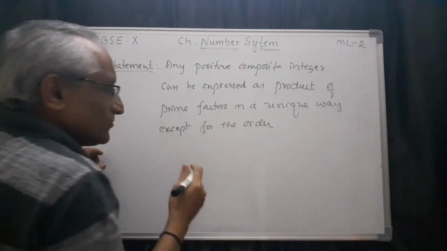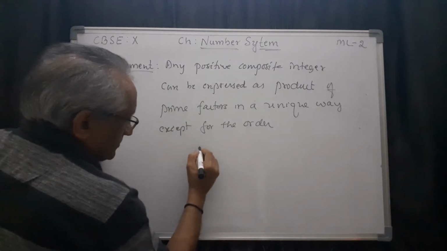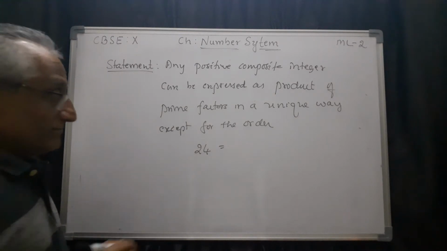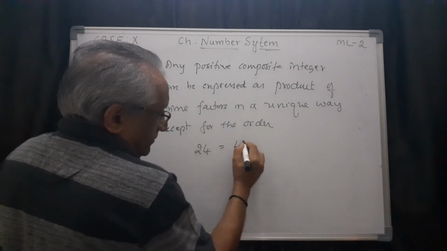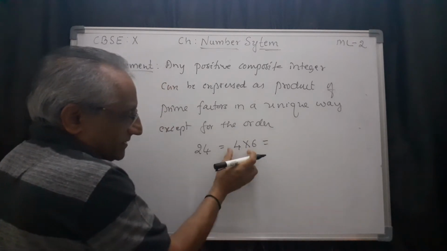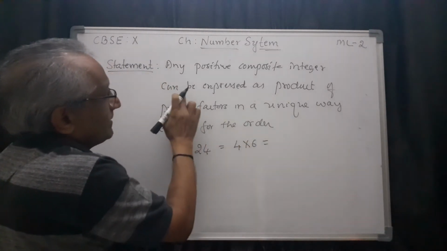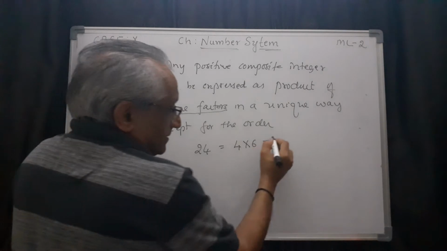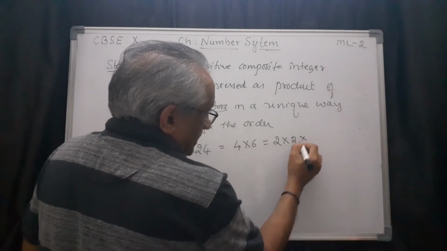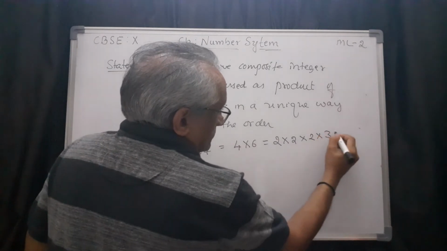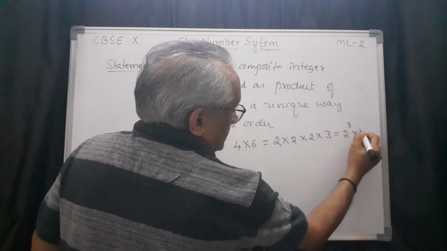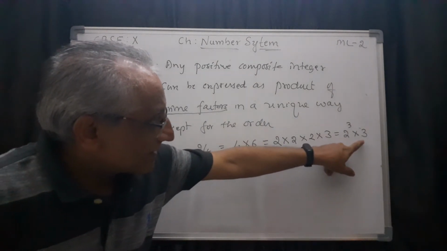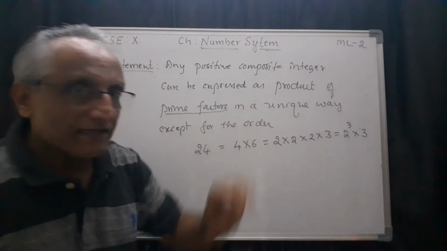So the meaning is, you take any composite number, for example 24. This is a composite number. This 24 can be written as 4 into 6. Further, 4 is not prime and 6 is not prime, so you have to proceed further to express it as a product of prime factors. This can be written as 2 into 2 and 2 into 3. So finally we can write 2 cube into 3. So 24 is expressed as a product of 2 and 3, where 2 is repeated 3 times.